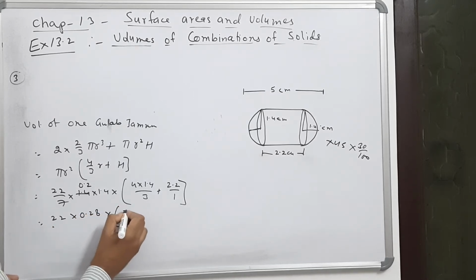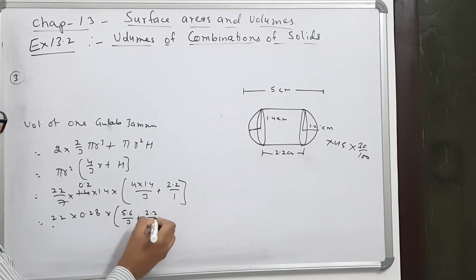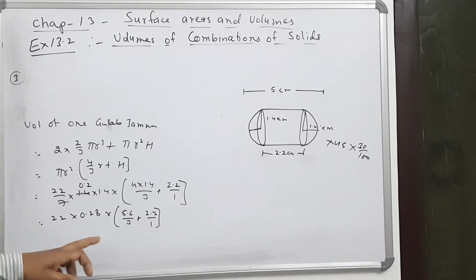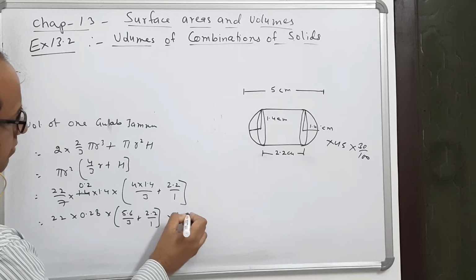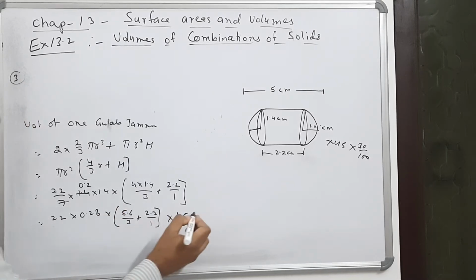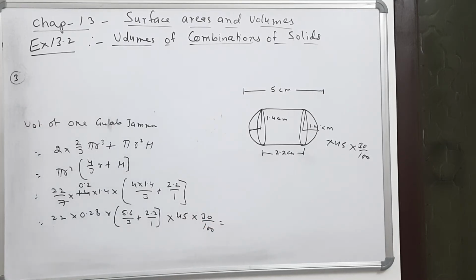into 5.6 upon 3 plus 2.2 upon 1. Please see this part. So here, this is the volume of one gulab jamun. Now, multiply this by 45 and you will get the volume of 45 gulab jamuns, and if you calculate 30% of this, after doing the calculations, this I am leaving for you.